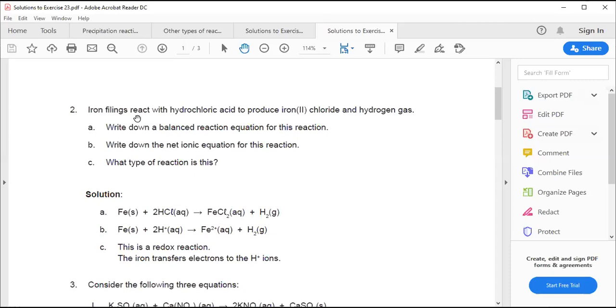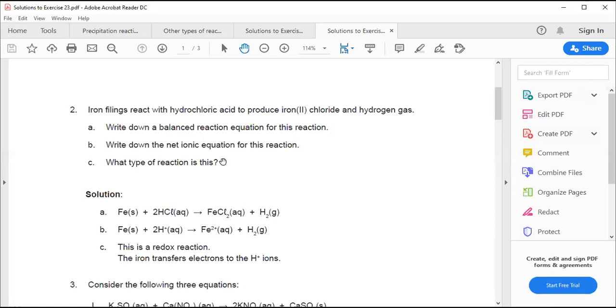All right, but basically from this, you are just following what you are given here. You're just writing the correct formula. Iron filings, you put your Fe. React with hydrochloric acid, you know the formula HCl. To give you iron(II) chloride, so you need to do your crisscross to find this formula here, FeCl2, plus hydrogen gas, you know H2.